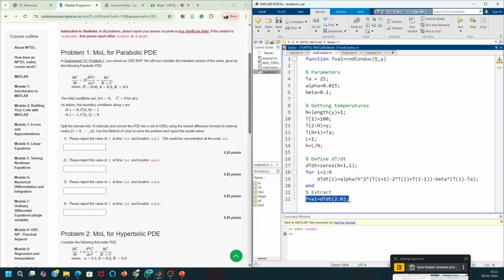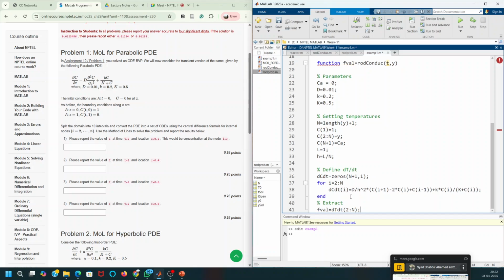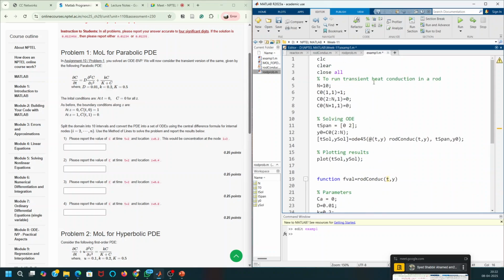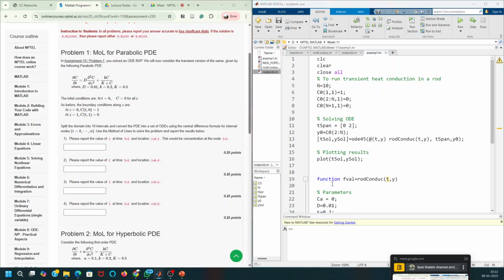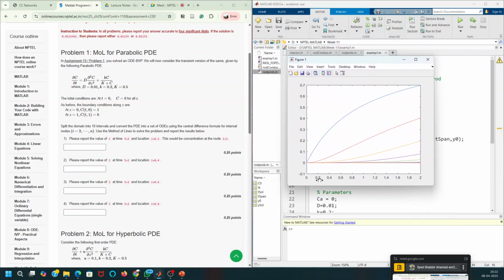I have to include this. I have to write down in the end of the function. I have changed the problem accordingly, like the same code we have used. So this is the plot which I am getting.